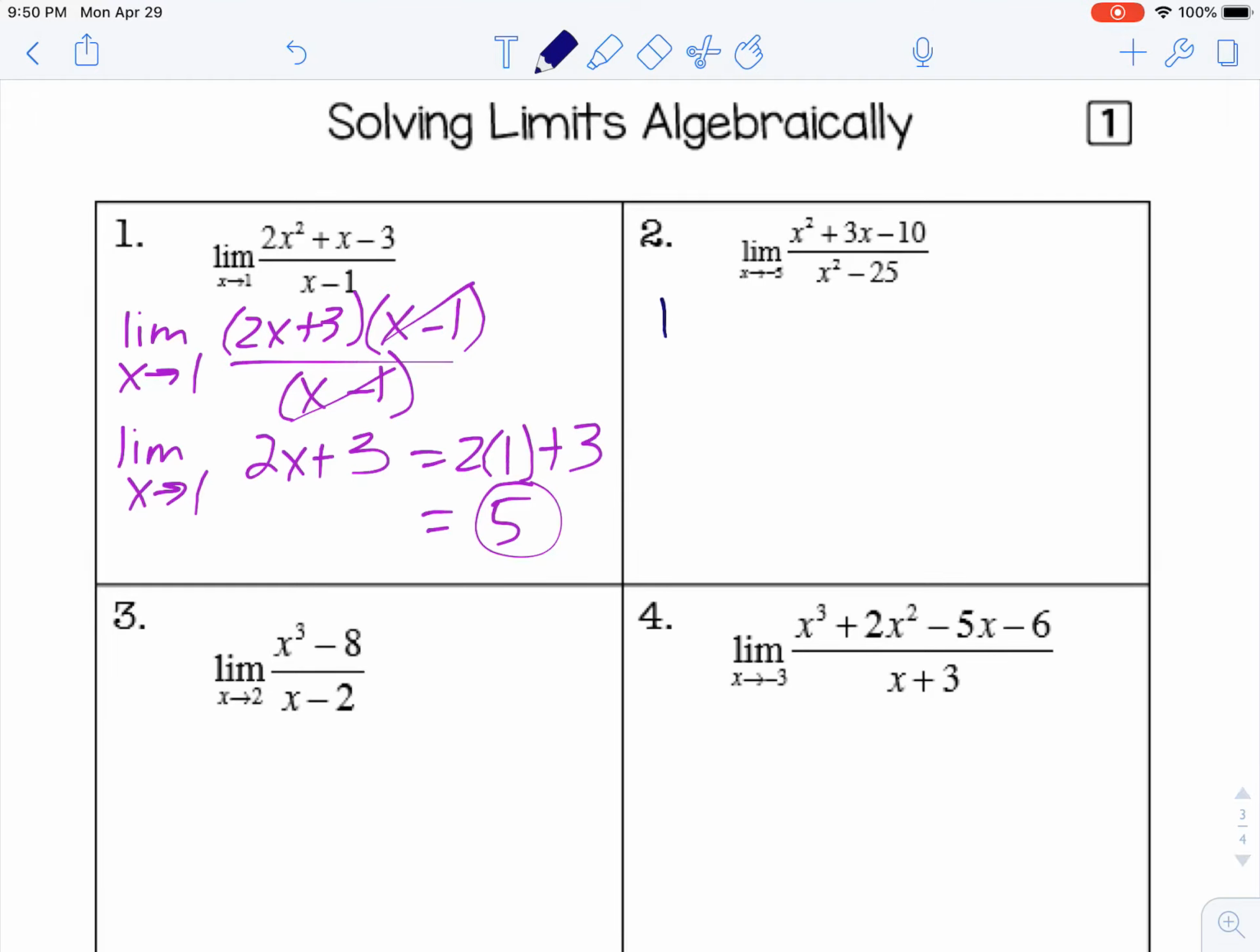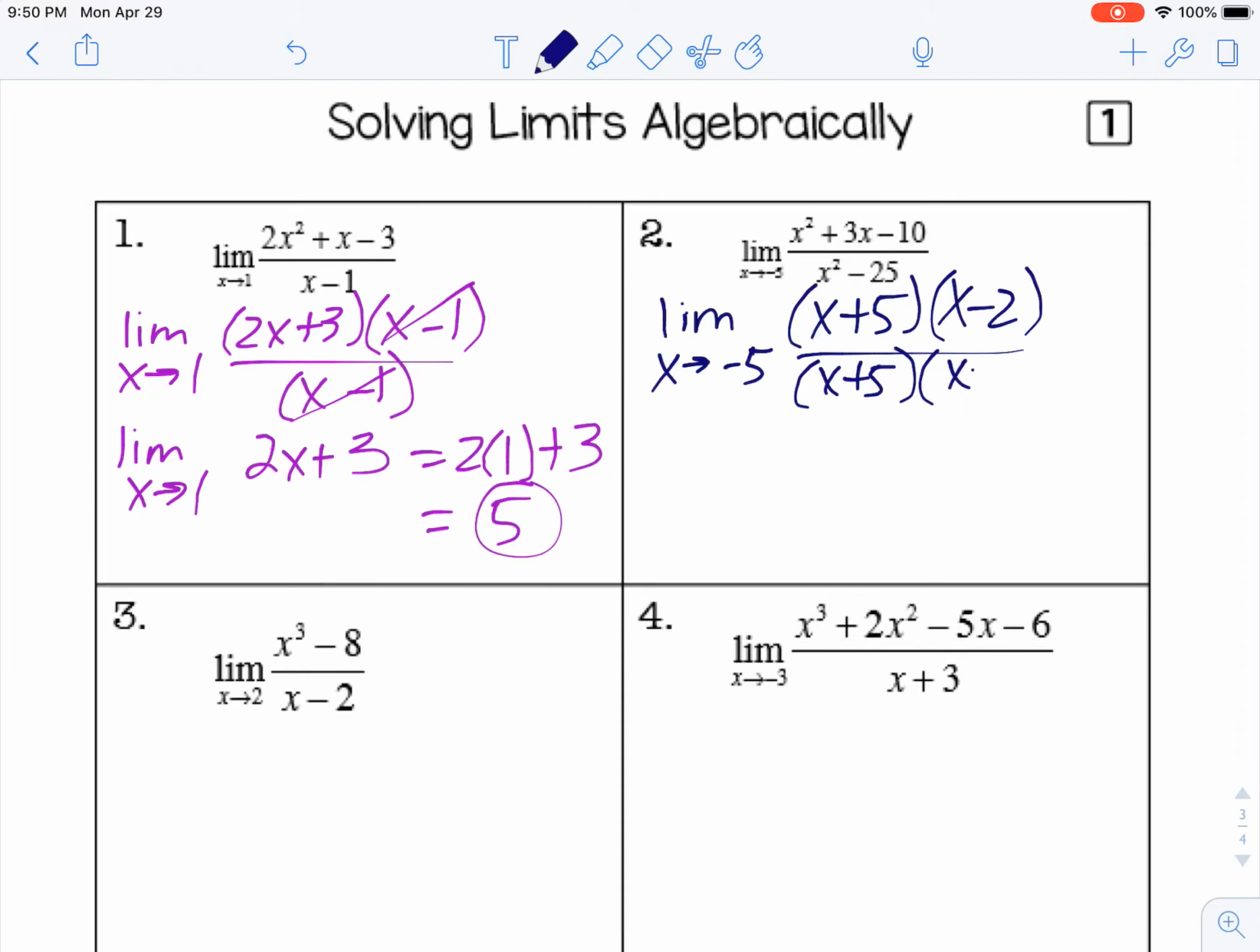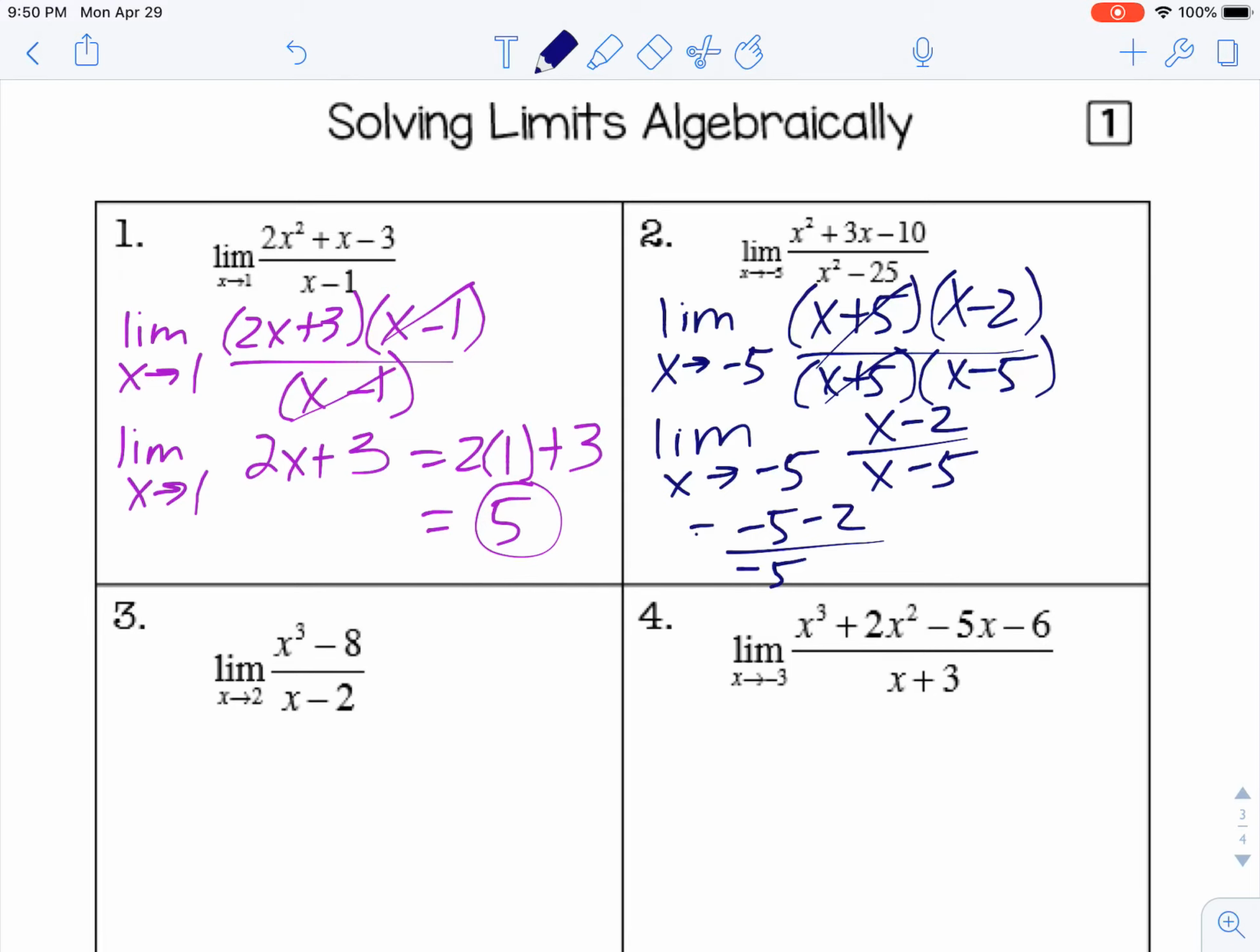All right, limit as x approaches negative 5, factor our numerator, x plus 5 times x minus 2, denominator, x plus 5 times x minus 5. Simplify. And now we're going to sub in negative 5, so we drop writing the limit. Negative 7 over negative 10, which is 7 over 10.